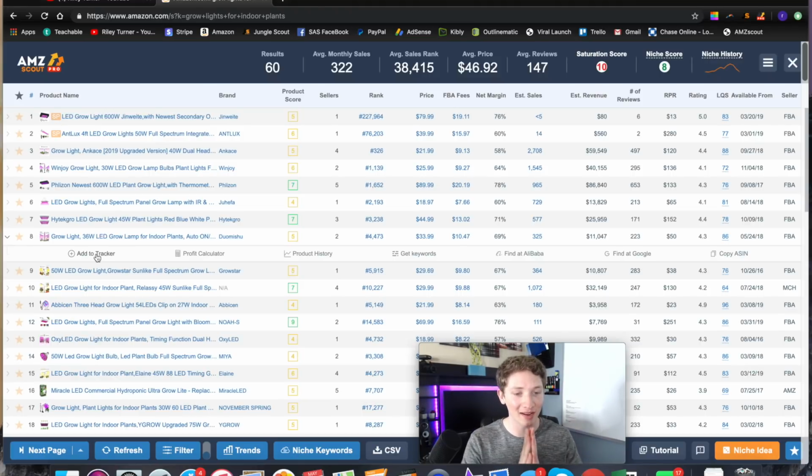That's why I am a little bit mad that I didn't find this earlier, because it makes everything so much faster and quicker and easier. So we can add it to the tracker, and that is where we can track accurate numbers based off of that listing. We can also do the profit calculator, which saves so much time.